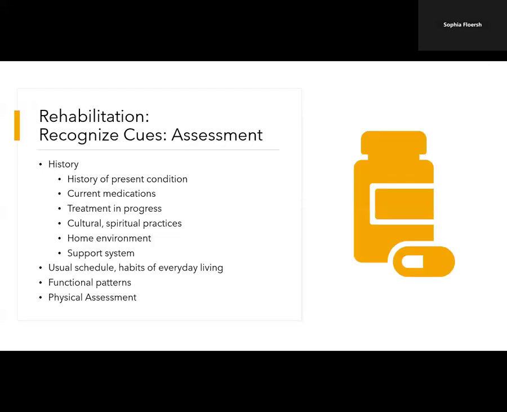Like always, it's super important to recognize your cues. Because the thing about it is, just because they're in a rehabilitation center does not mean that we're not still watching them. So you want to look at their history: their history of present conditions, current medication, and treatment in progress. You want to know how far along they are in this treatment.